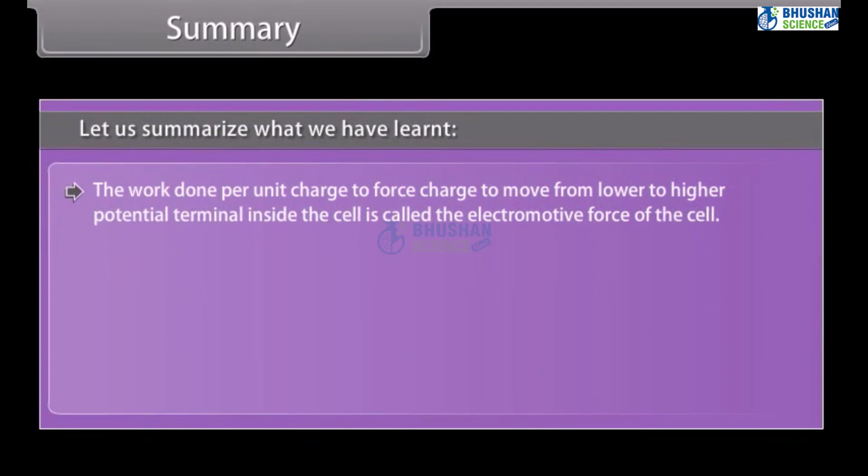The work done per unit charge to force charge to move from lower to higher potential terminal inside the cell is called the electromotive force of the cell.